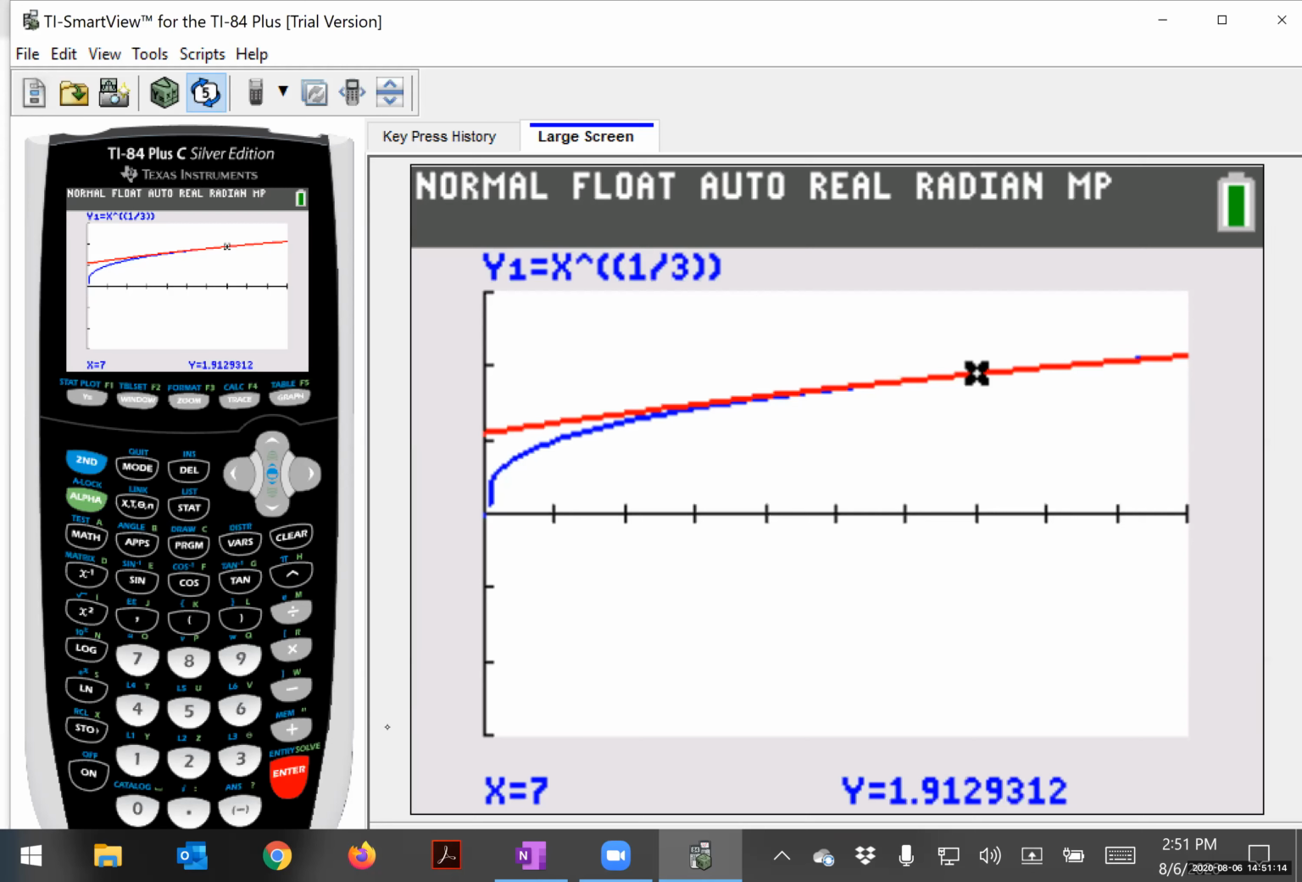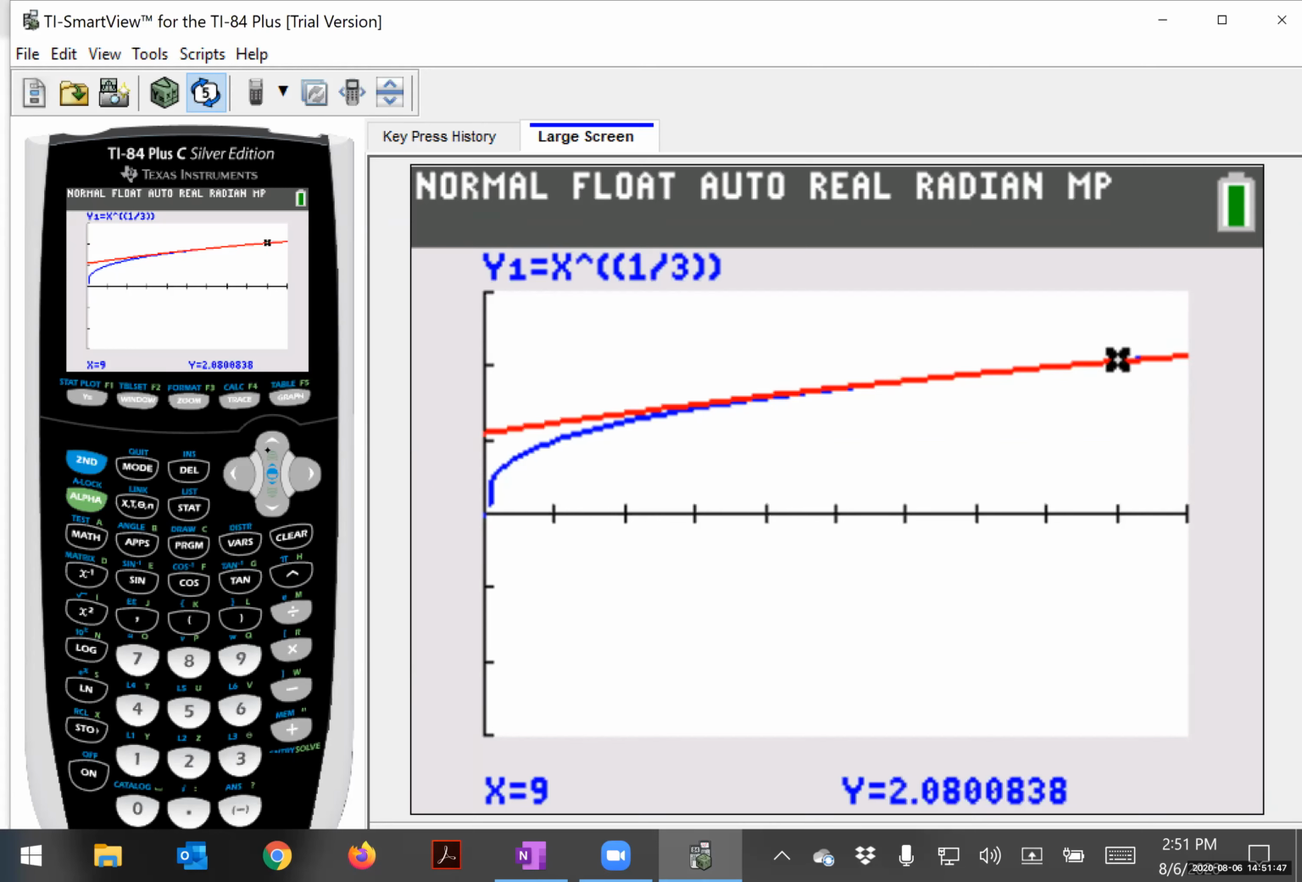So when x is 7, y is equal to 1.9129312, okay? And when x is 9, what am I at? When x is 9, I'm at 2.0800838. Okay, that's cool. Now what about when we go to the red line?